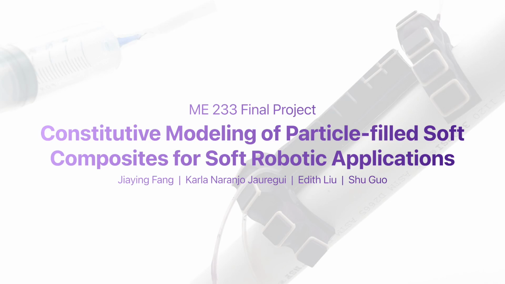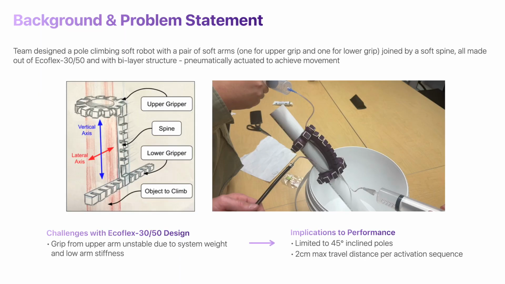Hi everyone, we'll talk about constitutive modeling of particle-filled soft composites for soft robotic applications. Last quarter, we built a soft robot designed to climb poles. This robot is made with EcoFlex 30 and EcoFlex 50 parts. Due to its low stiffness, it will only climb to 45 degrees.